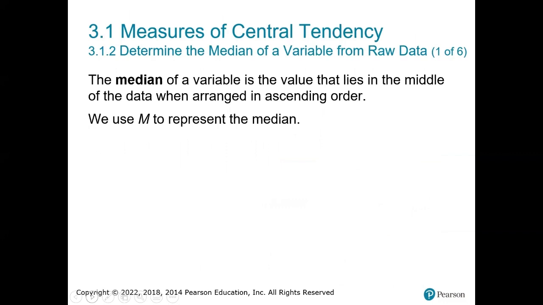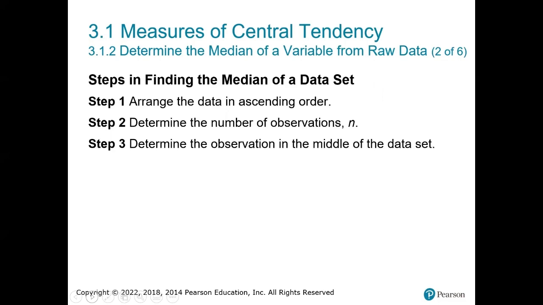All right, so next is a median. The median of a variable is the value that lies in the middle of data when it is arranged in ascending order. We use capital M to represent the median. So what you will have to do is arrange the data first in ascending order and determine how many there are so that you can get to the middle of the data set. Usually the way that I do it is I put them in order and cross off until I get to the middle.